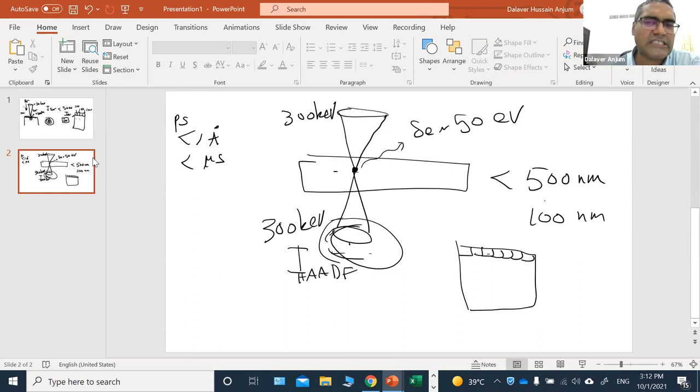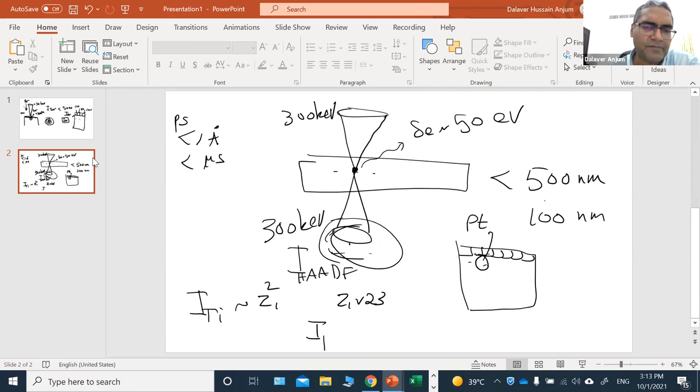If the material has a crystal structure, we will be able to see atoms and know atom positions very easily. If a platinum atom is sitting on top of a titanium oxide crystal, we can easily identify it, because the signal from titanium is roughly Z1 squared, and Z1 is 22 or 23, if I remember the titanium atomic number. The signal from platinum is Z2 squared, and Z2 is very high, close to 80; you can check. So the signal from platinum is going to be huge compared to the titanium signal, and that's why we can even identify single platinum atoms sitting on titanium oxide crystals.